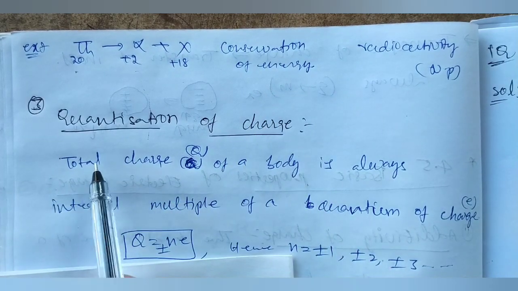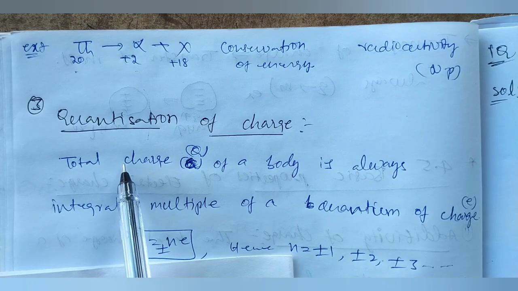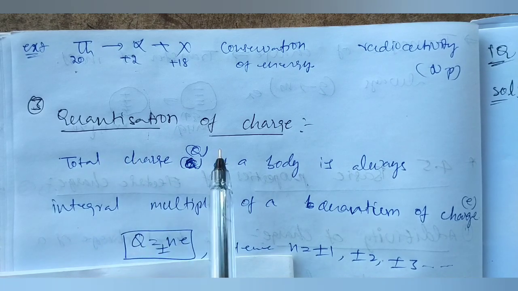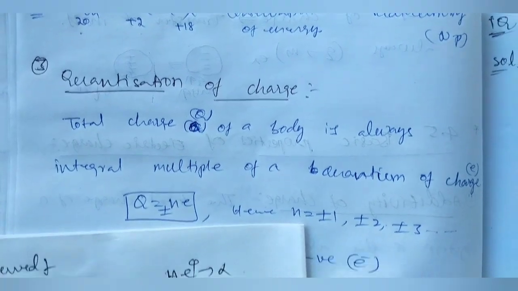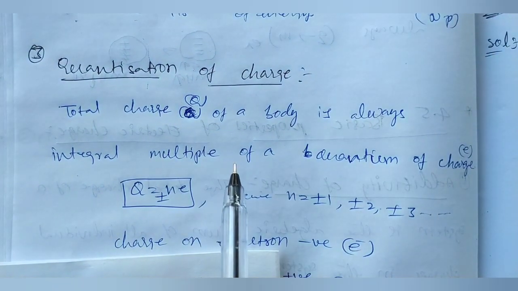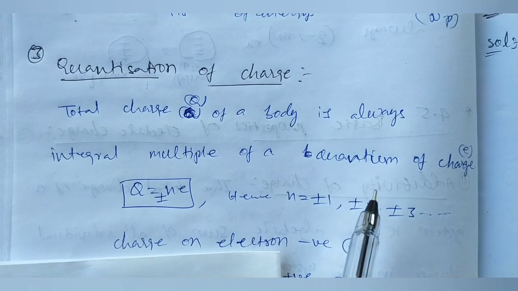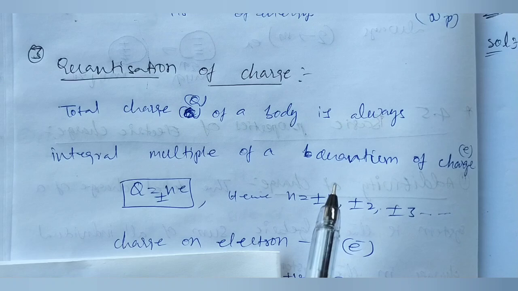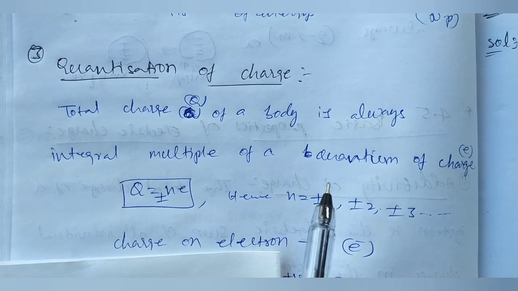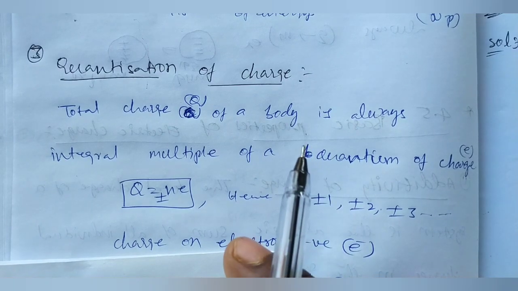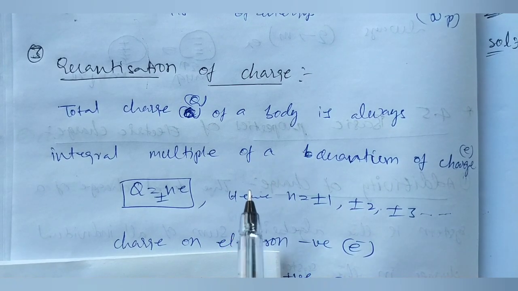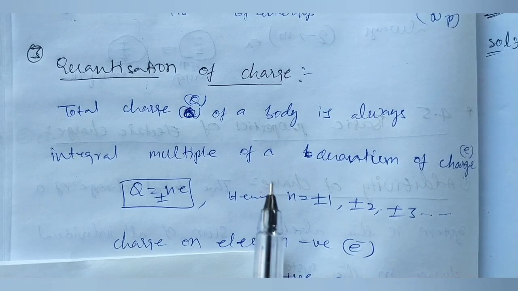Next, the third property of charge is quantization of charge. Quantization of charge is nothing but the total charge of a body always being an integral multiple of a fixed quantity of charge. Suppose you go to a shop and pick a chalk or a pen. A pen is one fixed quantity: 1 pen, 2 pens, 3 pens, 4 pens, not 2.5, not 3.5, not 0.5. It is a single piece. That means it is an integral multiple of a fixed body.